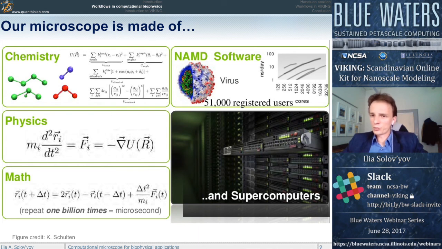And then the last two parts are also critical. You need to have the software that allows you to solve these equations. For example, the software NAMD, developed at the University of Illinois, is a very popular software that many people all over the globe use. Here you can also see how this software can perform if you use it on supercomputers. Supercomputers are the last component of this computational microscope workflow that enables you to do these exciting simulations.